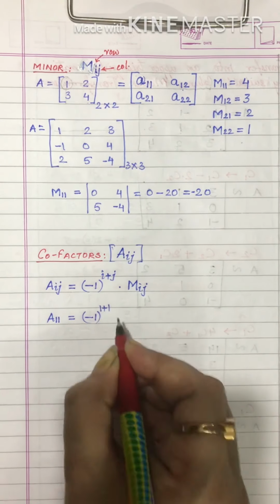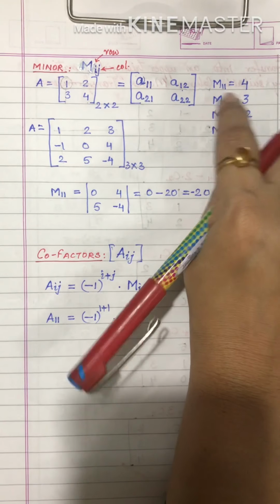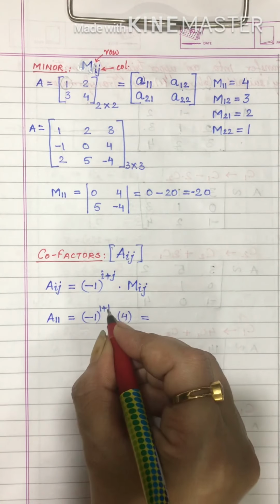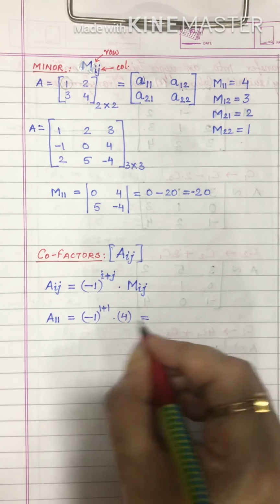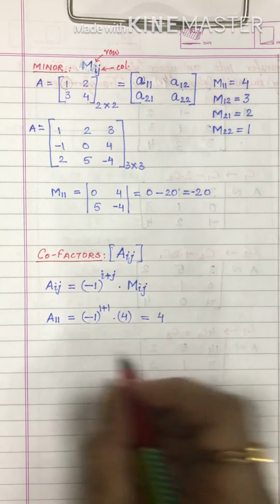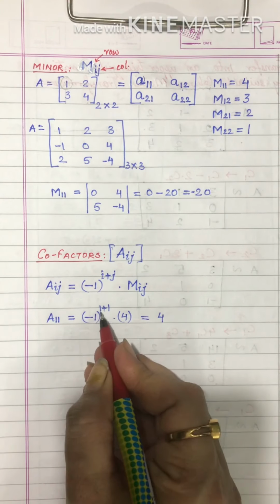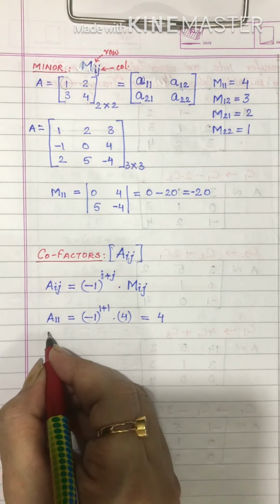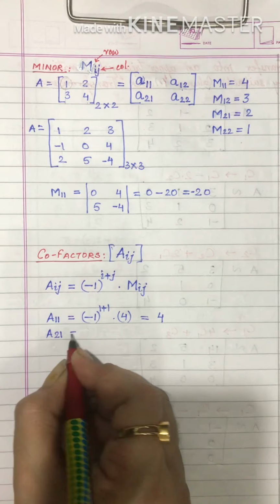So 1 plus 1 into M11, that is 4. So what you are getting here? Minus 1 raised to 2, we will get 1. 1 into 4, 4. Okay, remember here minus 1 raised to, whenever you get odd number, you will get minus 1 itself. Fine. Now let's try to find out A21.